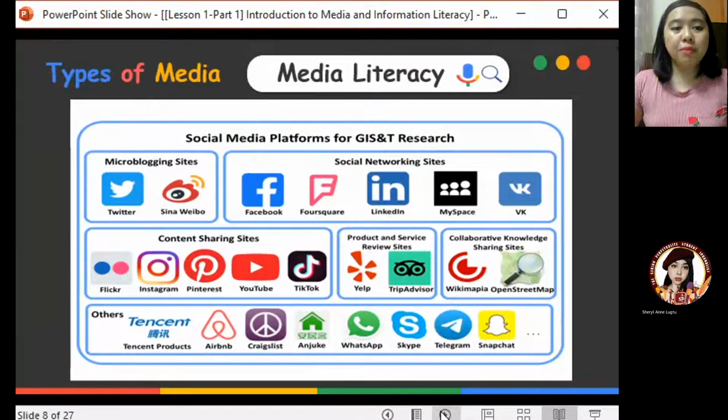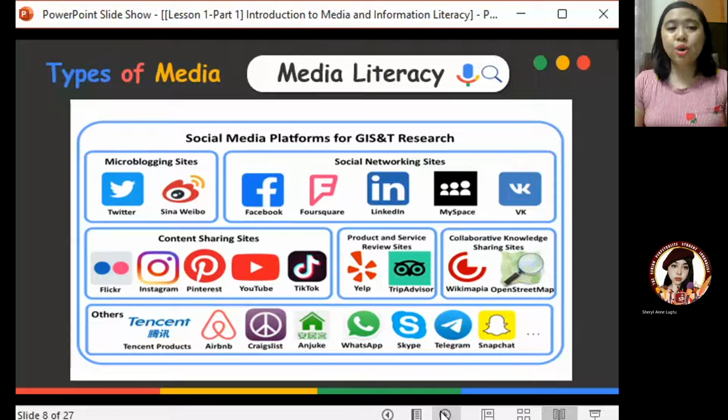Let's see. These are different platforms and types of media that exist at the moment. We have social media platforms, and we have Twitter, Facebook, Foursquare, LinkedIn. I think MySpace might not be that familiar to you anymore. Flickr, Instagram, Pinterest, YouTube, even TikTok, Yelp, TripAdvisor. We have Tencent. If you're into gaming, you might be familiar with Tencent, of course. And then we have Airbnb, used for finding listings of condo units, or it might be hotels. Craigslist is also for that. And we have WhatsApp, Skype, Telegram, and Snapchat.